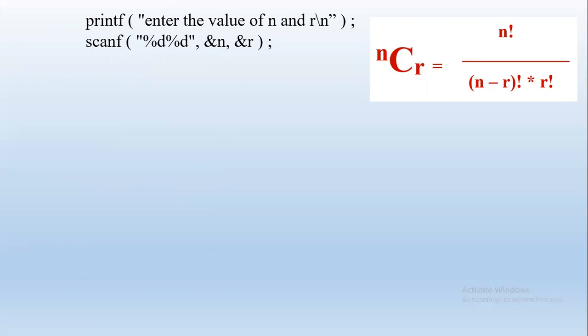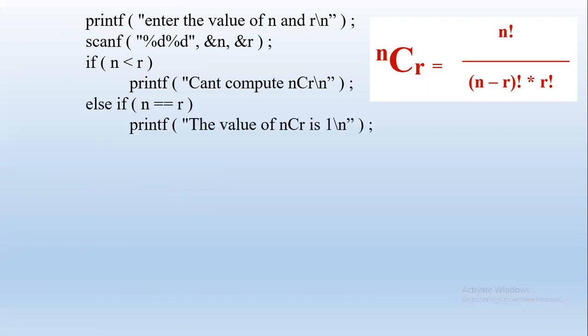Again we need to check for the condition. If n is less than r, we cannot compute NCR, so we display that message. Else if n is equal to r, NCR value is simply 1, so we print value of NCR is 1. Else, that means n is greater than r, like our input 5 and 3. 5 is greater than 3. We have to find 5C3.